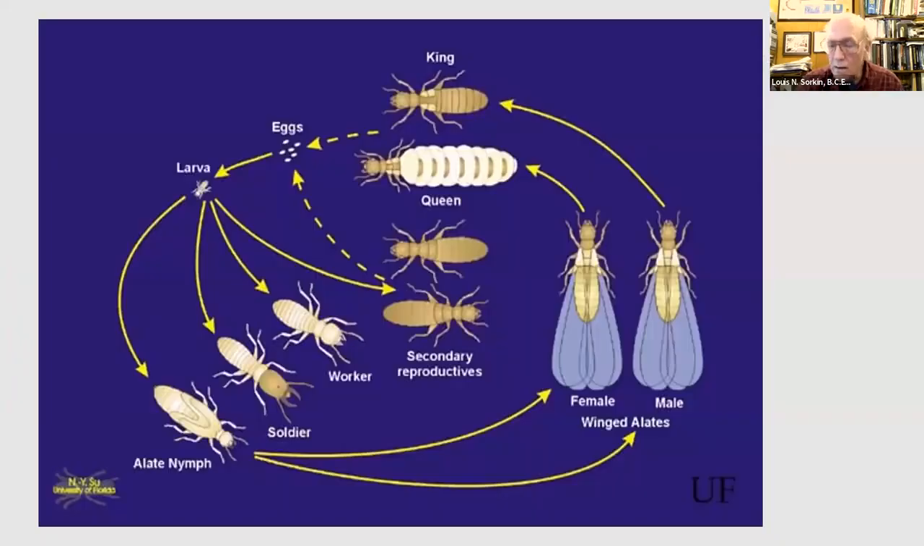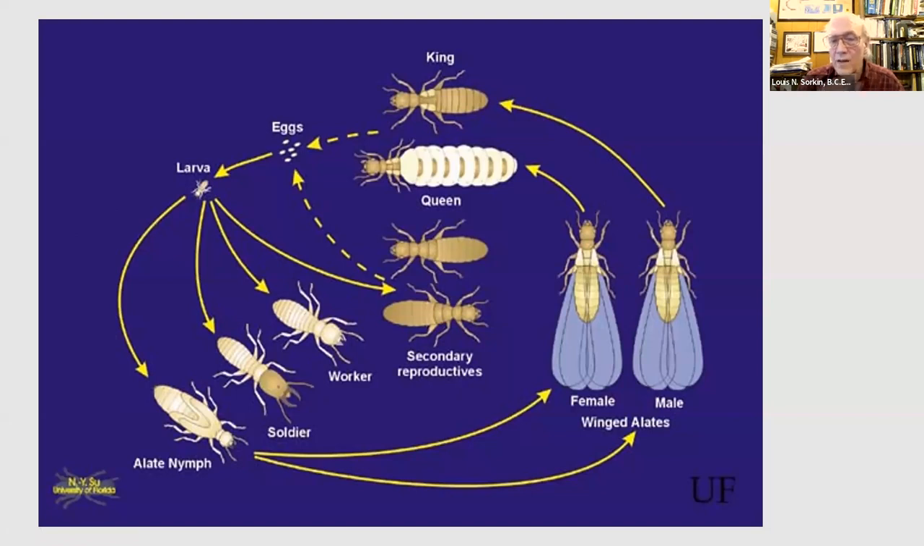In the same order as the cockroaches, Blattodea, are also termites. And termites have a caste system. As you all know, you have an egg. The first instar out of the egg is called a larva, although it's not a holometabolous insect. This is also a hemimetabolous insect. And the insects can be soldiers or workers.